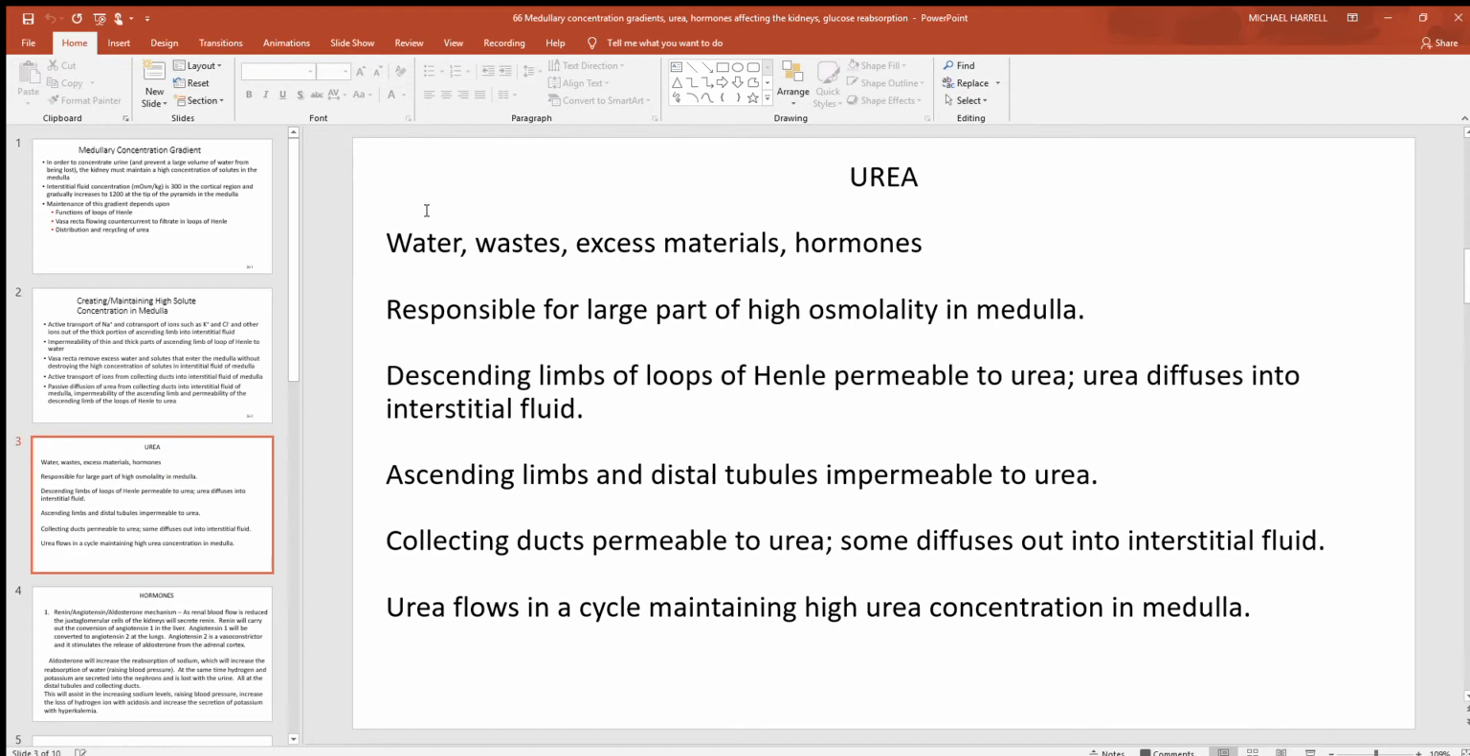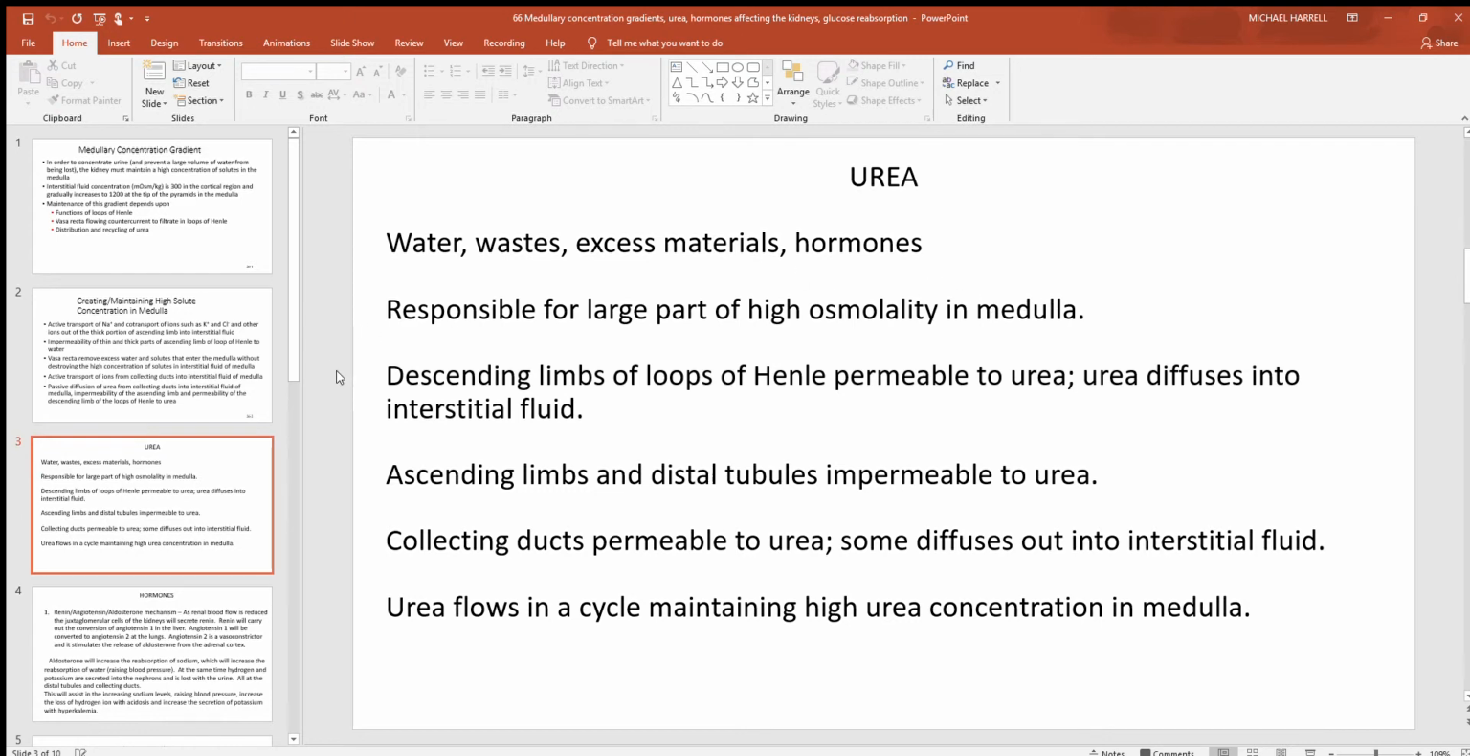Looking at what's in the urine, again, most of it's water. You've got waste materials. Urea is the most abundant of them all. It's where we get the name urine from. Any excess material like ions and trace amounts of hormones and other things. These materials are responsible for a large part of that high osmolality of that medulla.